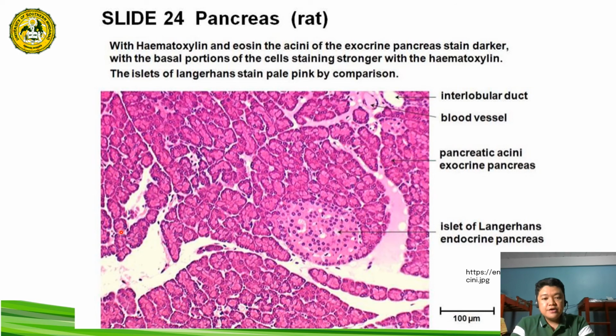So the acini, you can notice here, this darker staining portion represents the acini, or the acinar cells. All of this portion here represented by the acinar cells is the exocrine pancreas. And this pale staining portion here represents the islets of Langerhans, which is the endocrine pancreas. The other associated connective tissue septae that are found within the pancreas are the interlobular ducts and the blood vessels. So these are the different structures that can be found in this section.